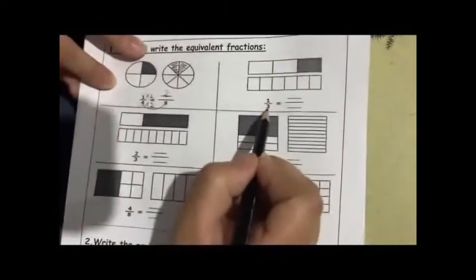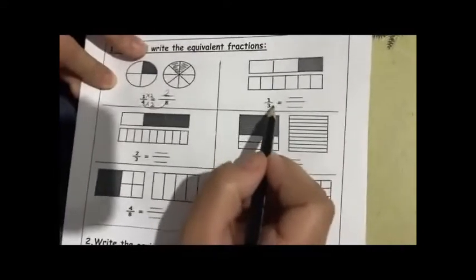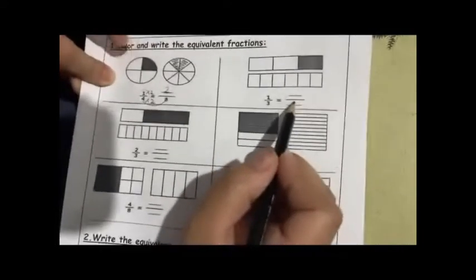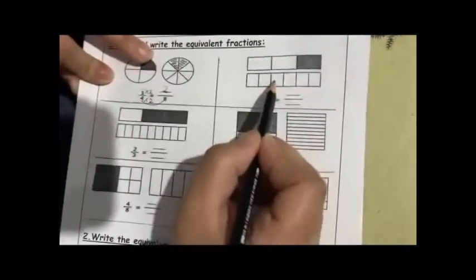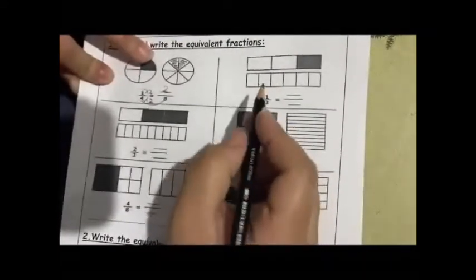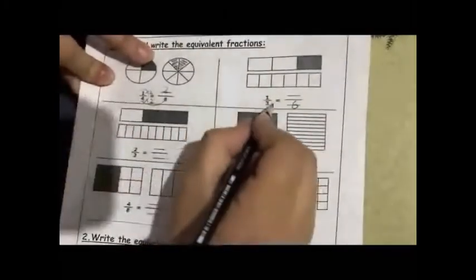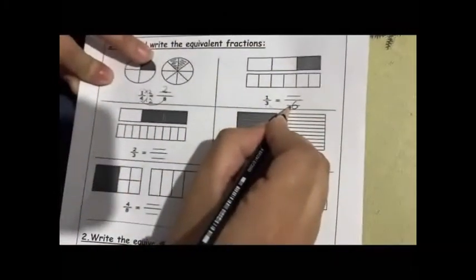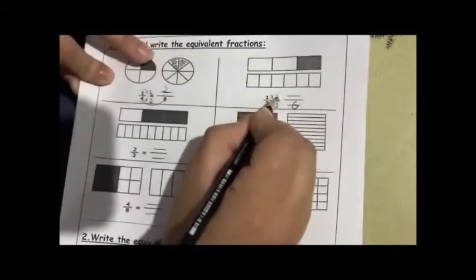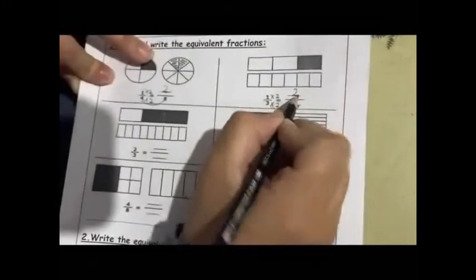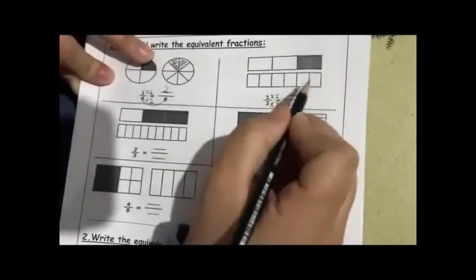Here, the second one, a third. What is equivalent to it? Here I have the shape 1, 2, 3, 4, 5, 6. The total number is 6, so it will be in the denominator. The 3 becomes 6, which means it gets bigger. I did times what? 2 up and down. 1 times 2 gives me 2, so I will shade how many parts? 2 parts.